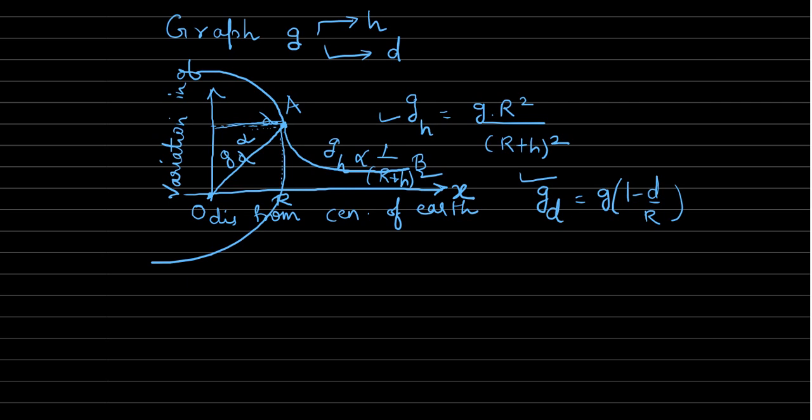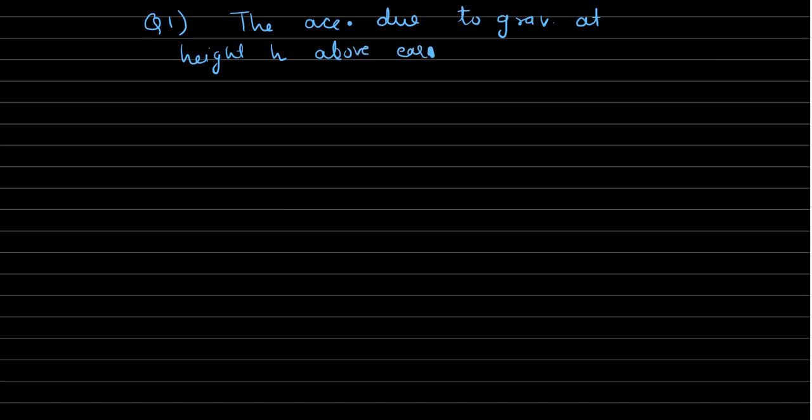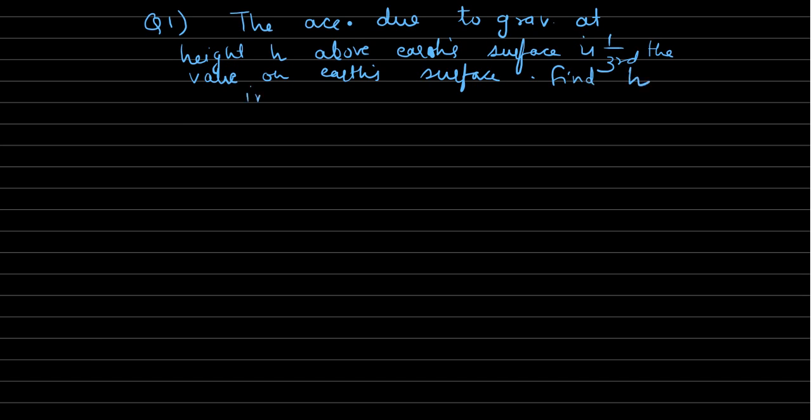Now, let's start some problems. Suppose question number 1: the acceleration due to gravity at height h above Earth's surface is one third the value on Earth's surface. Find h, that is the height, in terms of Earth's radius capital R.